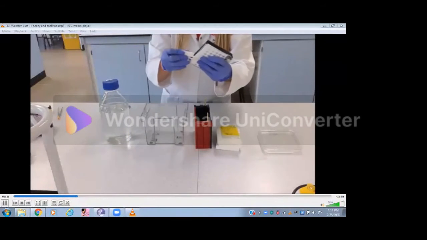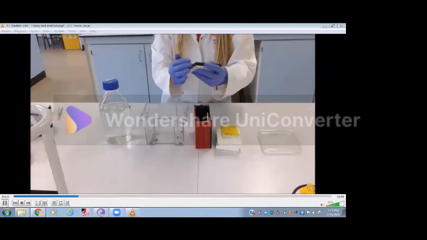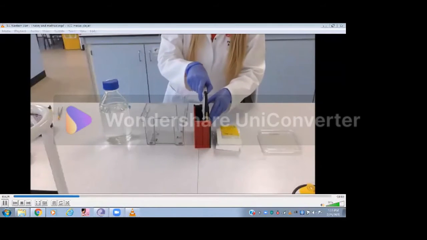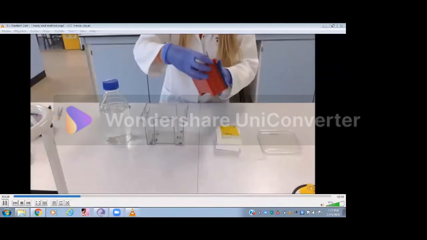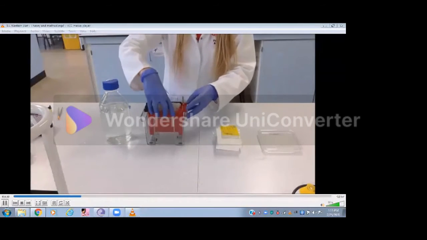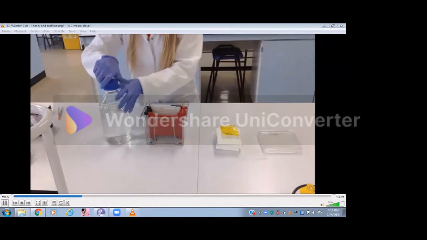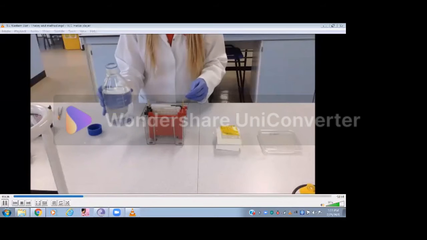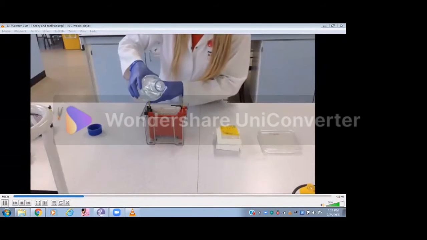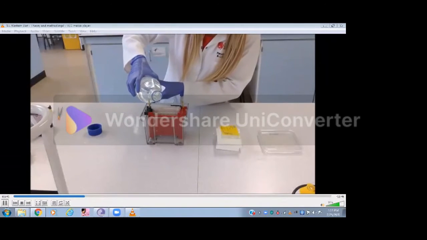Then just to be tidy, you can fold up the cassette together and place it in the module. What you can then do is place the whole module into a gel tank. Then fill up the whole gel tank with some transfer buffer, allowing all of the module compartments to soak.